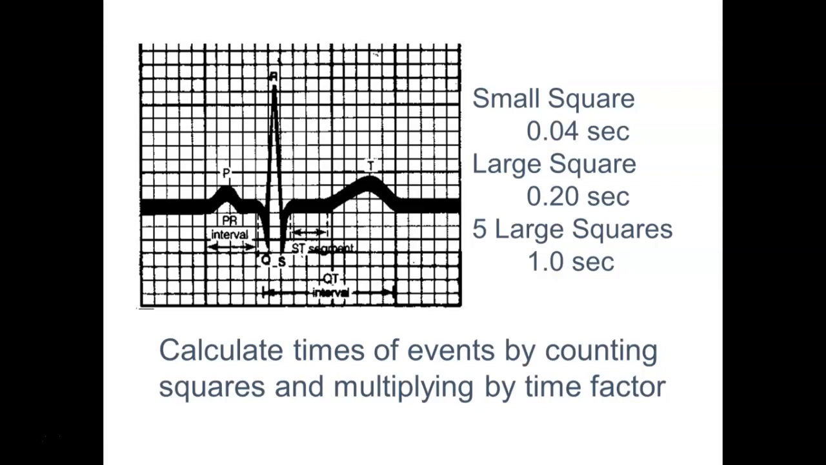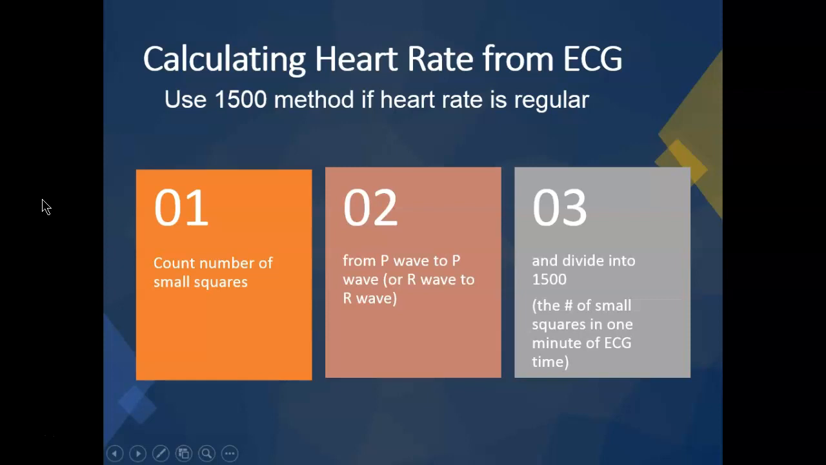So because we know how much time is represented in these squares and in these boxes, we can calculate how many times an event, a depolarization, repolarization, and therefore contraction is happening over a period of time. So the easiest way to use an ECG to calculate heart rate is to use the 1500 method. Now, there are other ways that you can multiply by a factor of 0.04 or 0.2, but I find the 1500 method is the easiest.